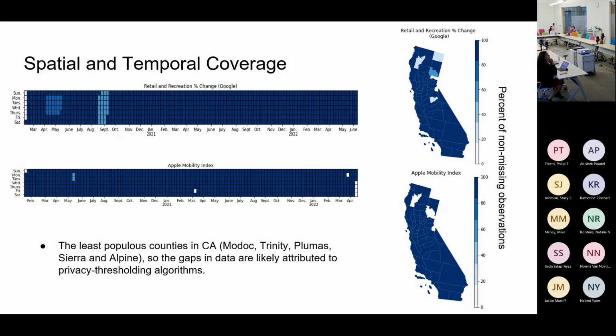A more interesting case is actually the geographic coverage. We see that some of the counties are either missing a lot of values or they don't have values at all. That's related to the privacy threshold in the algorithms. Obviously there are some least populated counties in California, like Modoc, Trinity, Plumas, Sierra, and Alpine. If there's not enough people residing in a specific area, they just null all the values. So you essentially end up with no values at all, and you can't really make any inferences for those areas based on this data.